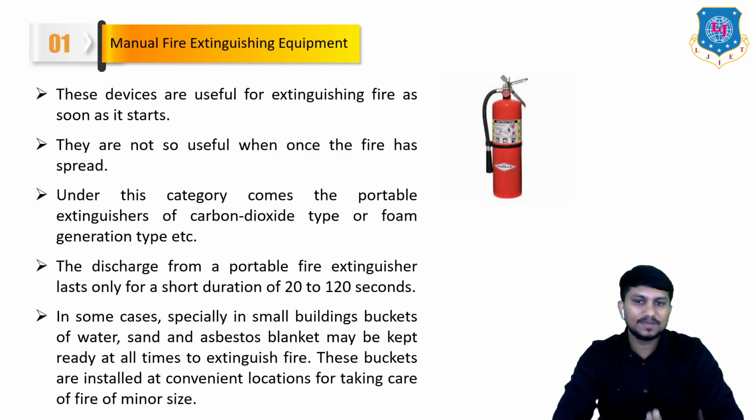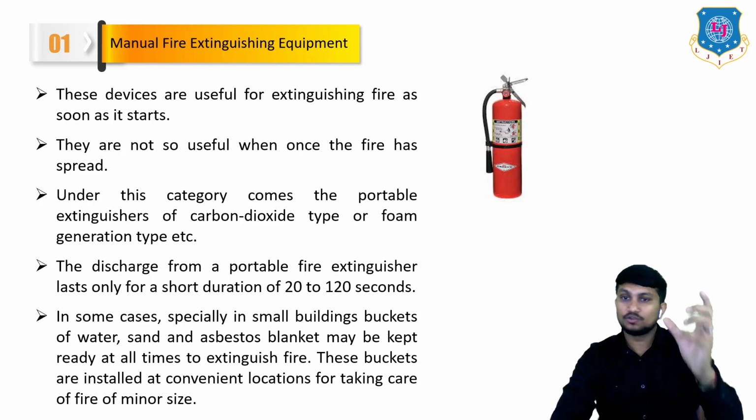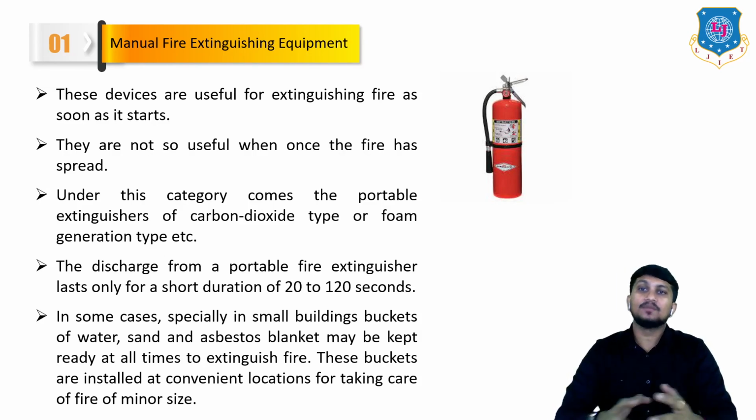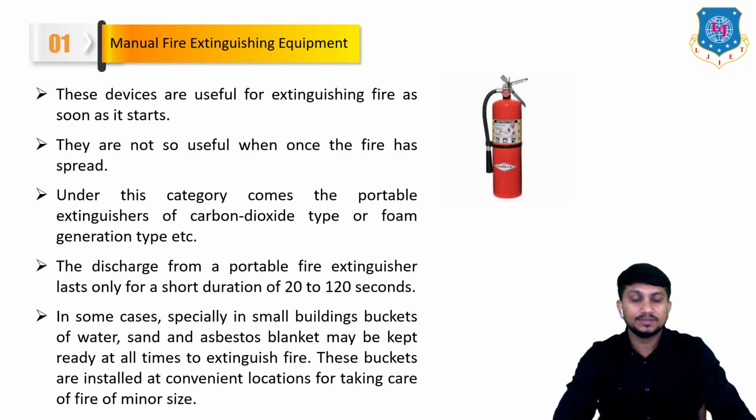In some cases, especially in small buildings, buckets of water, sand, and asbestos blanket may be kept ready at all times to extinguish fire. These buckets are installed at convenient locations for taking care of fires of minor size. So you can use this type of extinguishers, the buckets of water, sand, and asbestos blanket. These are one type of manual fire extinguishing equipments.